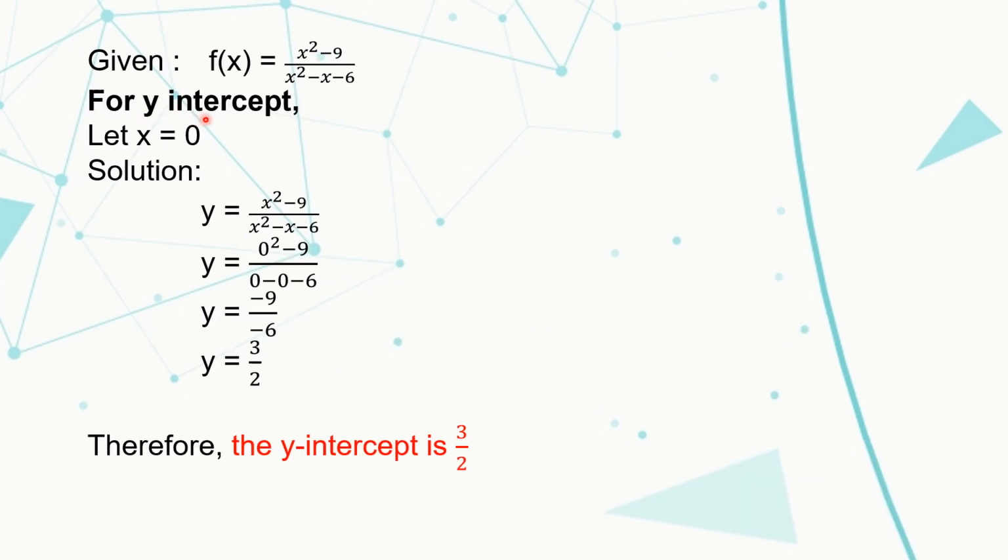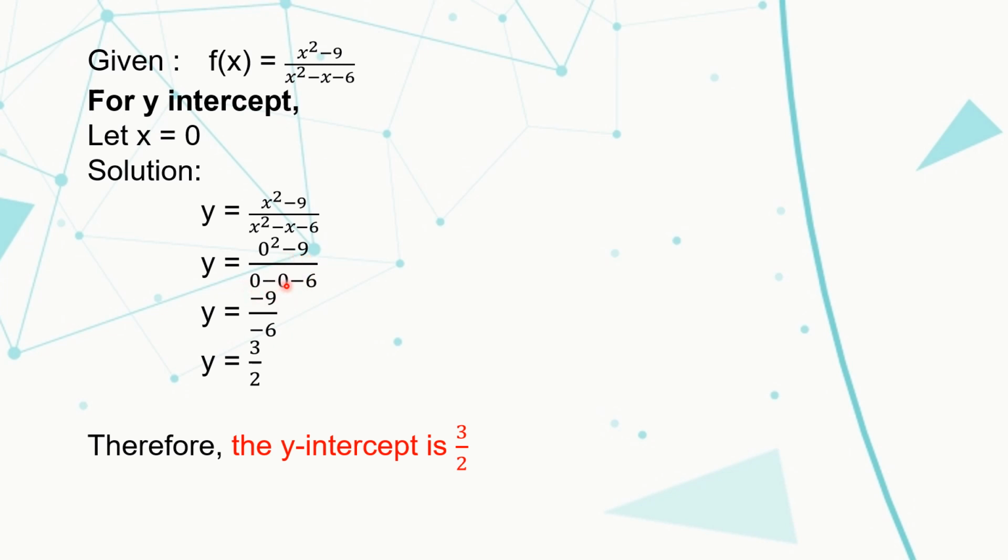Para naman sa ating y-intercept, just let x equals 0. Ang ibig sabihin ay palitan lamang natin yung mga x ng 0. So, sa numerator, x squared, pinalitan ko ng 0 yung x. Then, dito sa denominator, x squared, pinalitan ko ulit ng 0 yung x. Then, negative x, pinalitan ko ng 0. So, 0 squared is equal to 0. 0 minus 9 is negative 9.